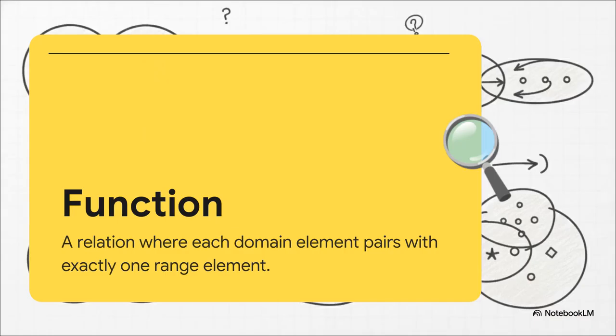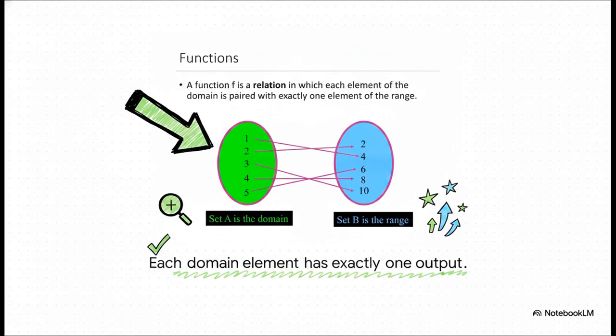Okay, this is where we tighten up the rules. A function is a relation, yes, but it's a relation with an incredibly strict rule. A function is a relation where each element of the domain is paired with exactly one element of the range. No exceptions. Think of it like a perfectly reliable machine. Every single time you press a specific button, your input, you absolutely must get one and only one specific result, your output.